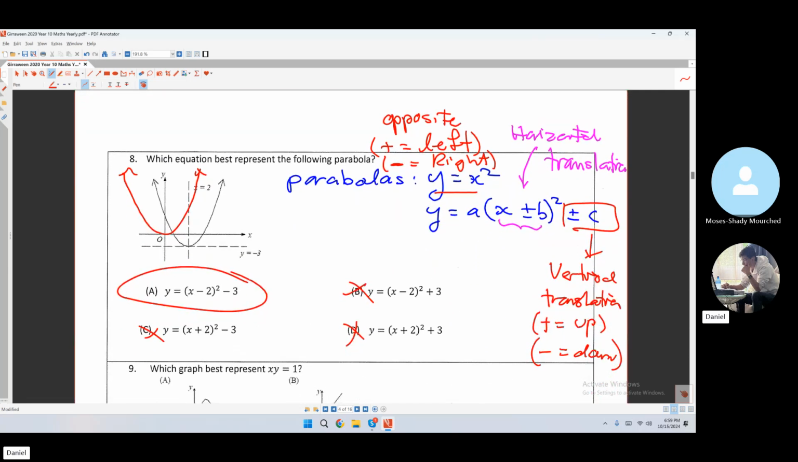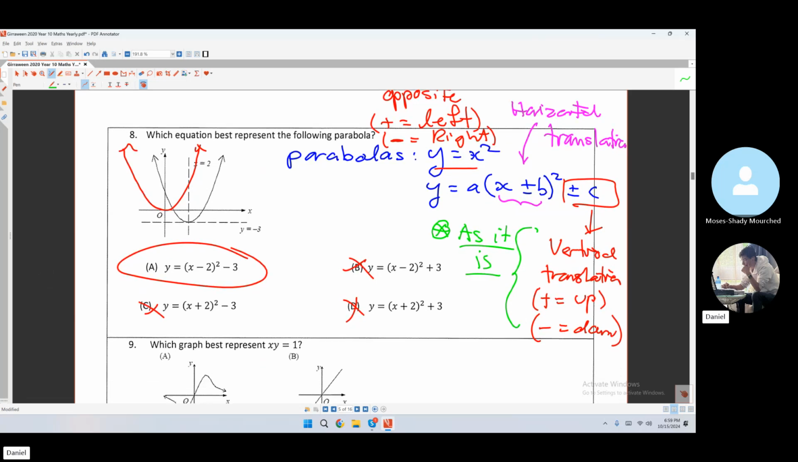I see the way, when it's outside, it stays the way it is. And if it's inside the bracket, it's opposite. Yeah, opposite. So I'll just write a quick note here. I'll just say: as it is, and if it's inside, it's opposite. Okay.